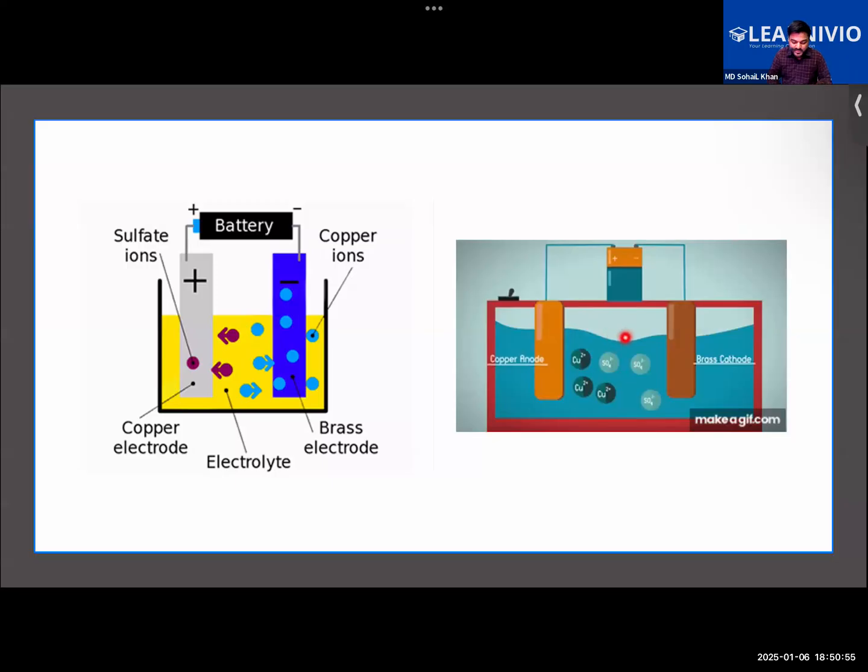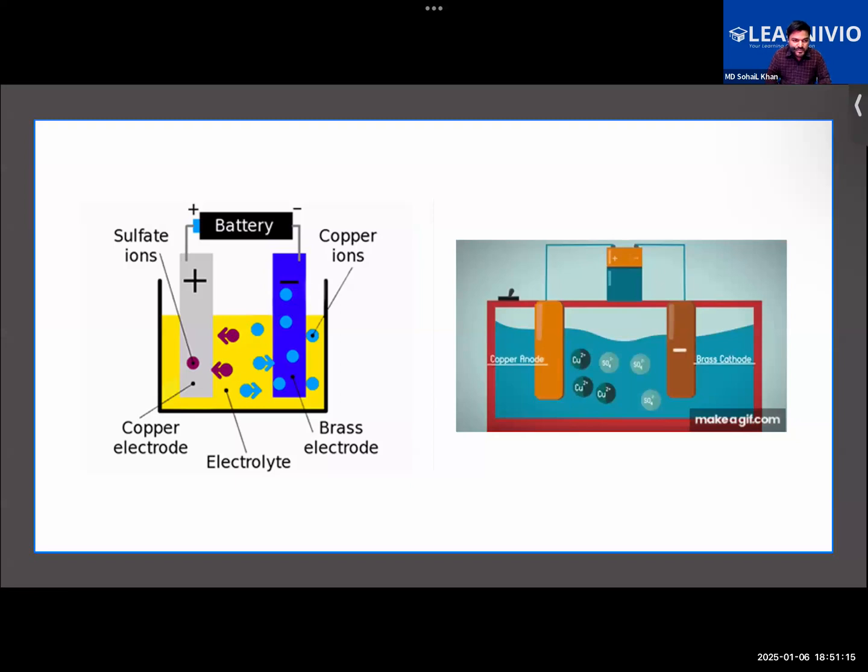Another thing is that the electrodes we are going to use must be properly cleaned. They should not be rusted, and there shouldn't be any deposition of any other material over them. So they must be clean. And how can we clean them? We can clean them with sandpaper. Okay, Alif?